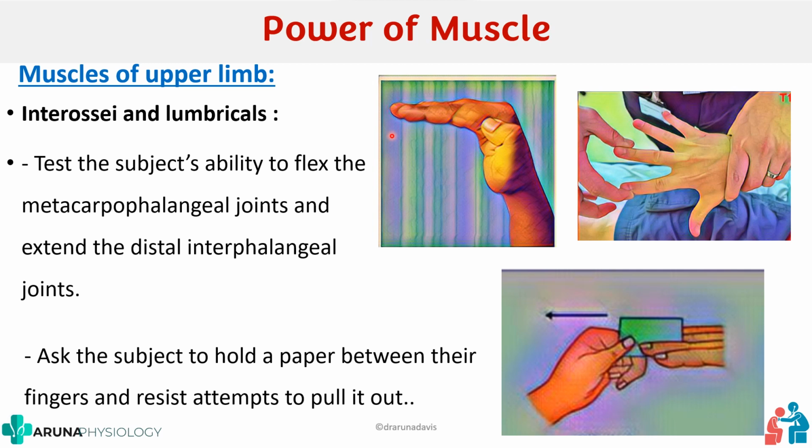So remember, one test is to ask the subject to flex the metacarpophalangeal joint while extending the distal interphalangeal joint. For the interossei, you can ask the subject to abduct the fingers, and for adduction you can test it using the card method or card test. Okay, so that is how you can test for interossei and lumbricals.